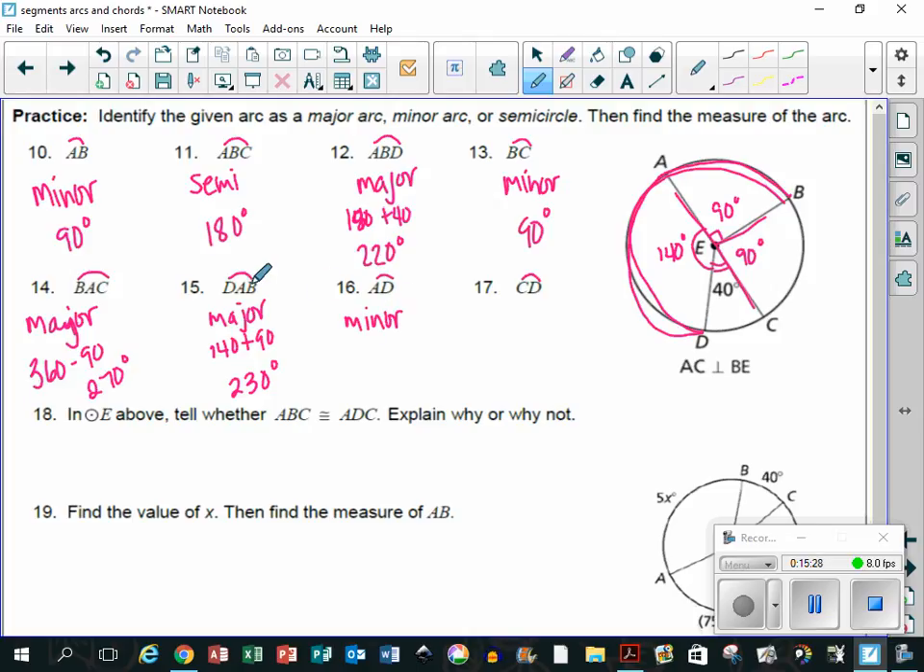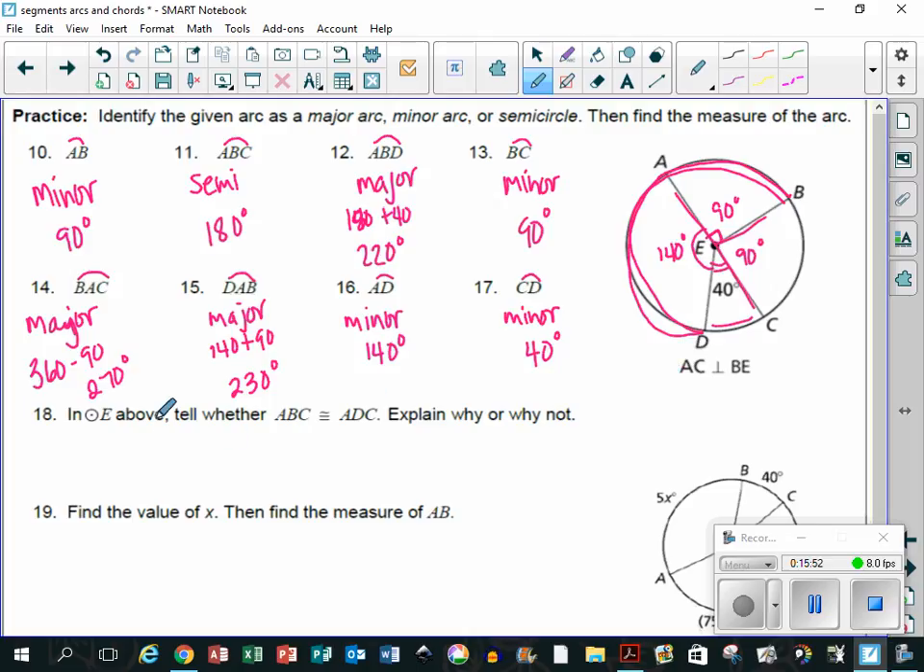Notice the majors are 3 letters and the minors are 2. The middle letter tells you the direction. The ends tell you, obviously, where to end. So AD, we said, was 140. CD is this little piece here, so that's minor, and it's 40 degrees. And it told me right here that AC was perpendicular.